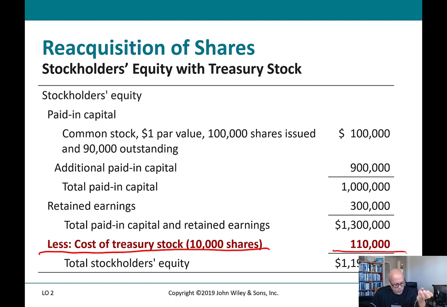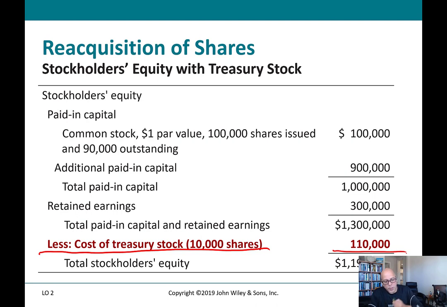So I could give you a problem where I say, the amount of common stock is this, the additional paid-in capital is that, the retained earnings is this, the treasury stock is X. What is the total stockholders' equity? It would be the common stock, the additional paid-in capital, and retained earnings added together, minus the amount that was paid for the treasury stock, the price per share times the number of shares. That's it.